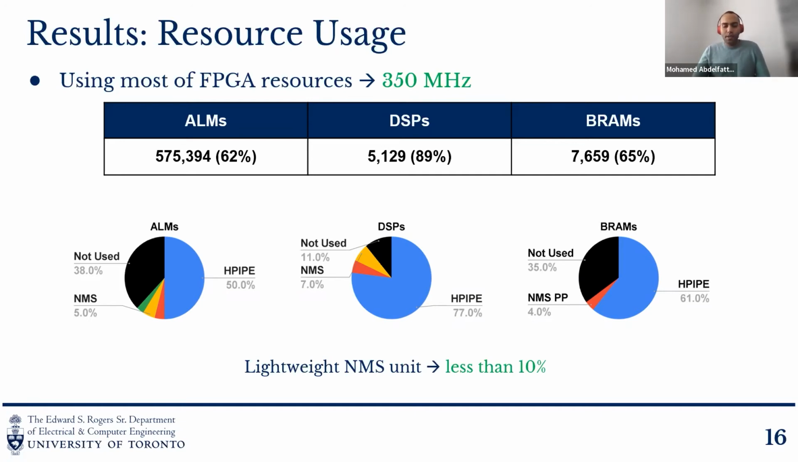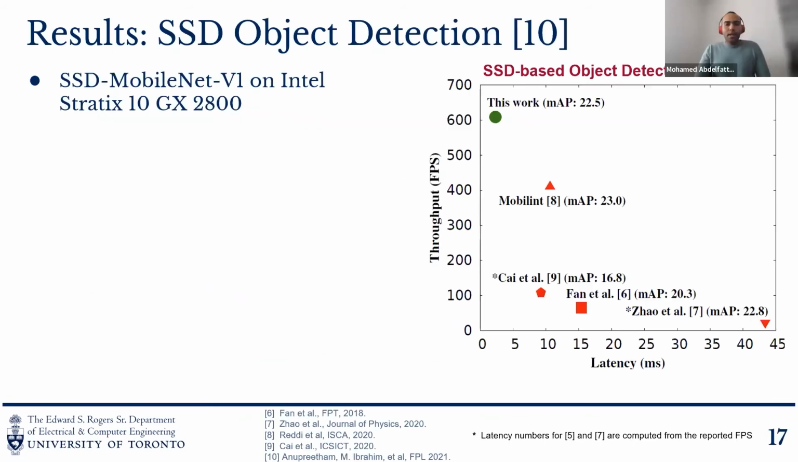And this is very efficient, leaving most of the resources for Hpipe, which is doing the bulk of the computations in the CNN, to be able to accelerate them in a good manner. So let's take a look at the results.